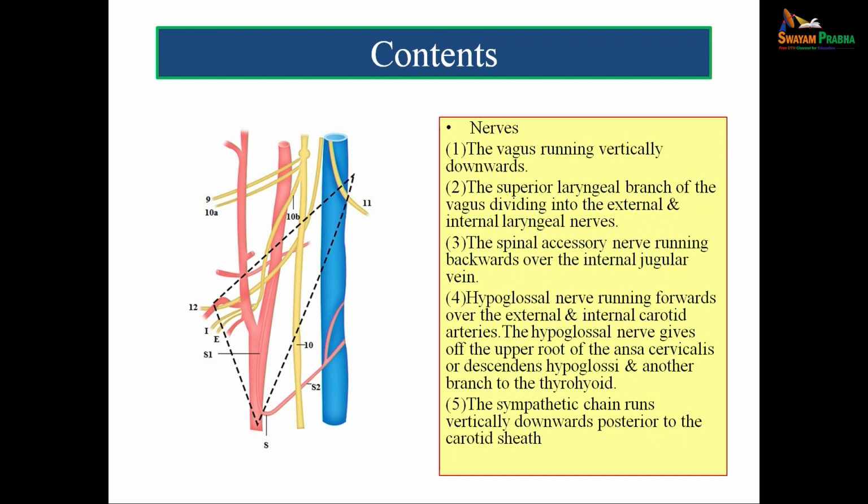The common carotid artery divides into internal and external carotid artery at the level of the junction between C3 and C4 vertebra, that is at the upper border of thyroid cartilage.